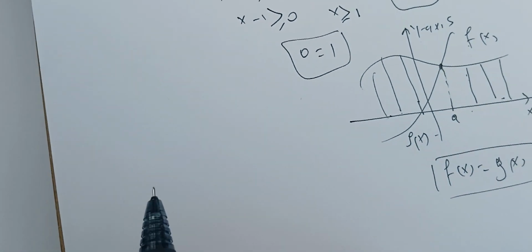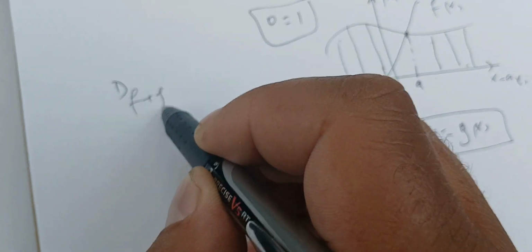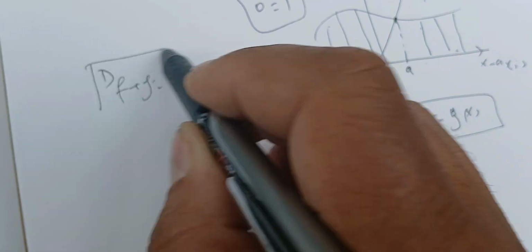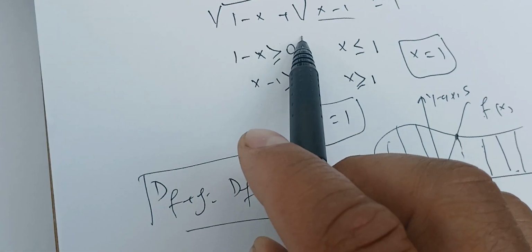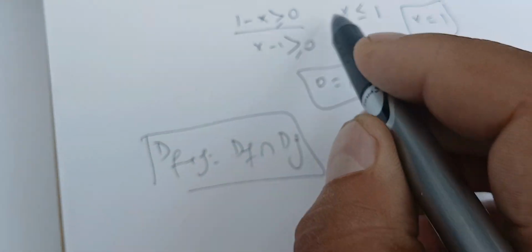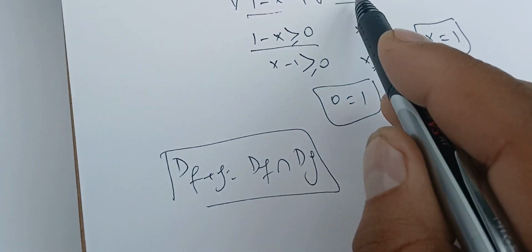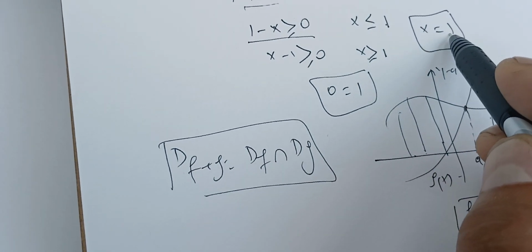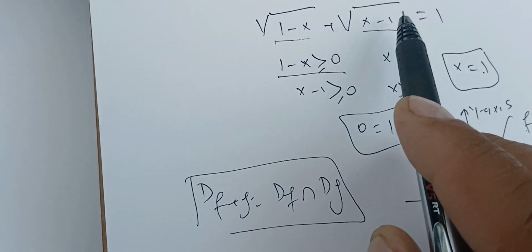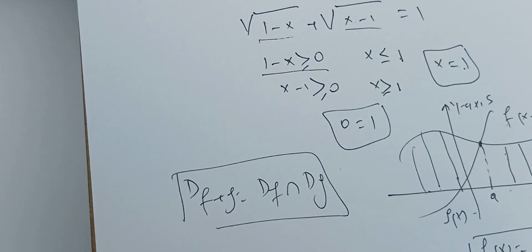Remember that the domain of the sum of two functions is the intersection of their domains. Like here, this function is defined when x is less than or equal to 1. This one is defined when x is bigger than or equal to 1. And that intersection is 1. That's why this function is defined only when x equals 1. This function is defined for one value only.